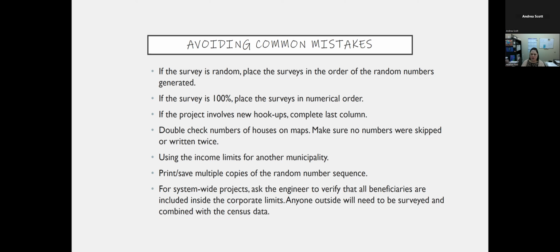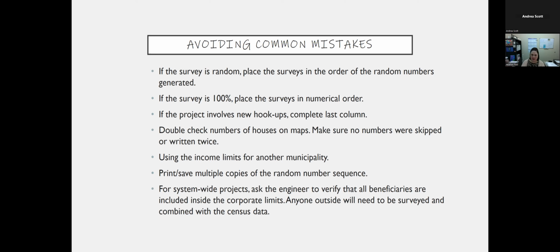Make sure that you're using the income limits for the correct parish or municipality. It's really parish in this case. Sometimes they're just included because consultants are doing multiple applications, but just make sure that you're using the right one and including the right one in your application. Make sure that you are printing and saving multiple copies of the random number sequence. And this is a big one too.